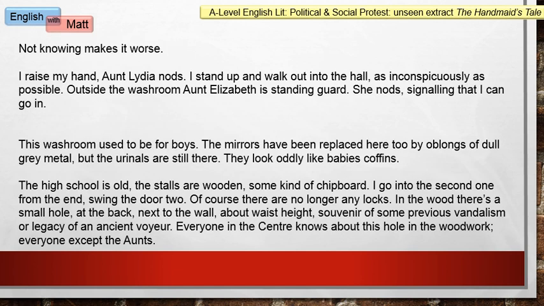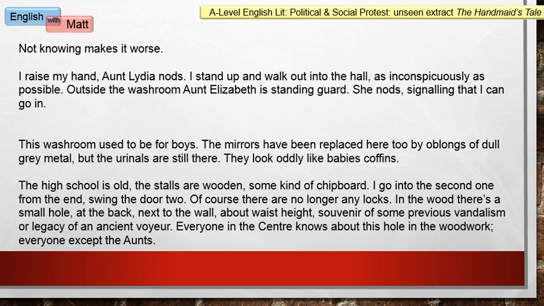I raise my hand. Aunt Lydia nods. I stand up and walk out into the hall as inconspicuously as possible. Outside the washroom, Aunt Elizabeth is standing guard. She nods, signalling that I can go in. The washroom used to be for boys. The mirrors have been replaced here too by oblongs of dull grey metal, but the urinals are still there. They look oddly like babies' coffins.